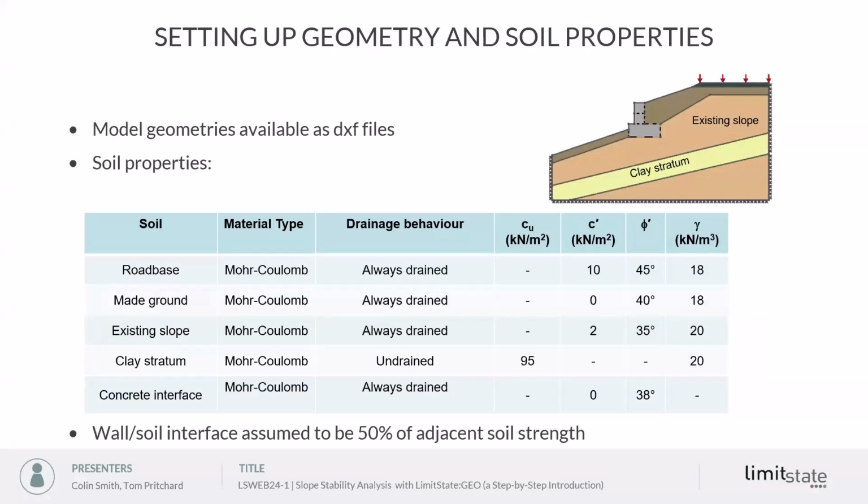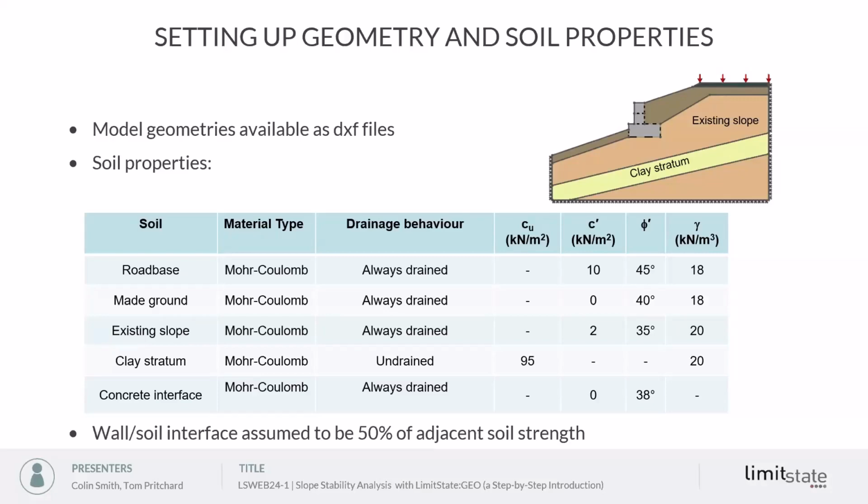We're going to assume that our model geometries are available as DXF files, so we can import those, and the soil properties are as listed below. Not expecting you to remember all of those, but these are the ones that we'll be putting in there. So the road base is the black material at the top here. The made ground is the darker brown material, and then we have the existing slope and clay stratum. And if we are going to model this concrete or gabion wall, we're going to assume conservatively that we've just got half the adjacent soil strength available on the interface. So we'll see how we model those various aspects a little bit later on in the presentation.